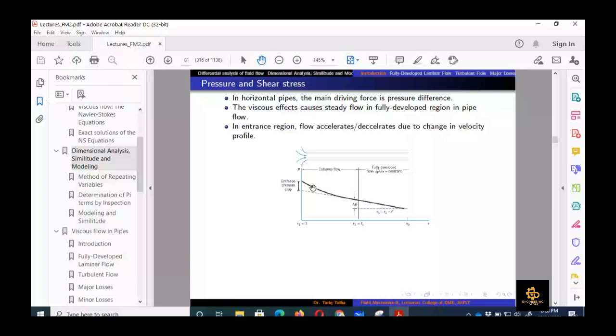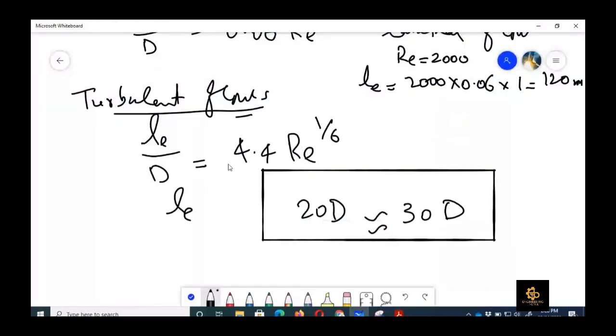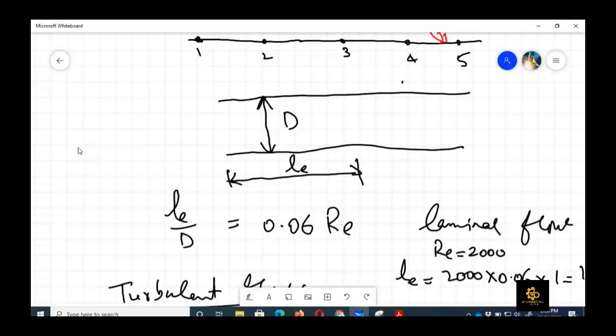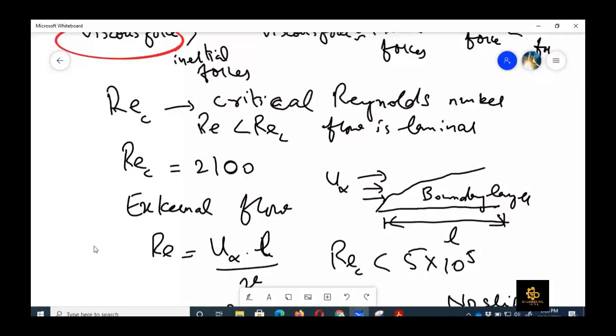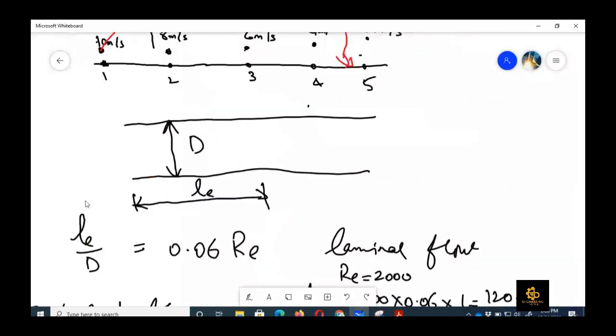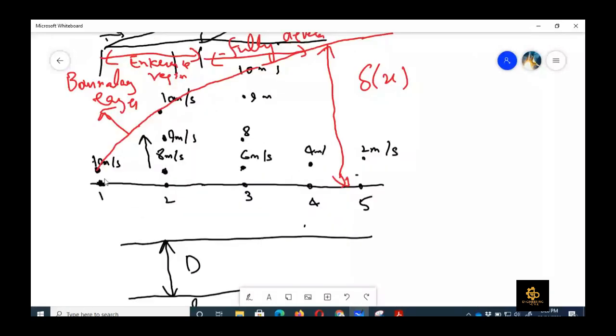So you can easily see that the pressure drop in the entrance region is high as compared to the pressure drop in the fully developed region. If we look at the velocity profile in the entrance region, let me explain it from this figure. After 0.5 it is fully developed, and up till 1 to 5 it is the entrance region.